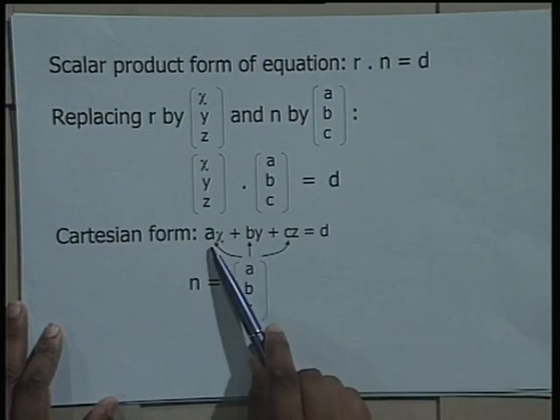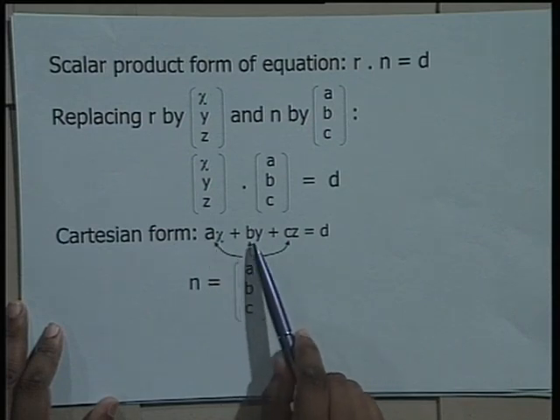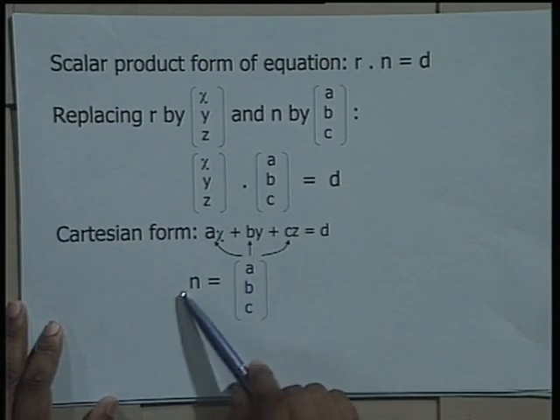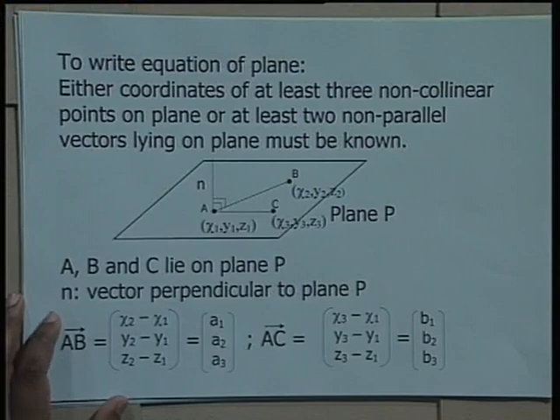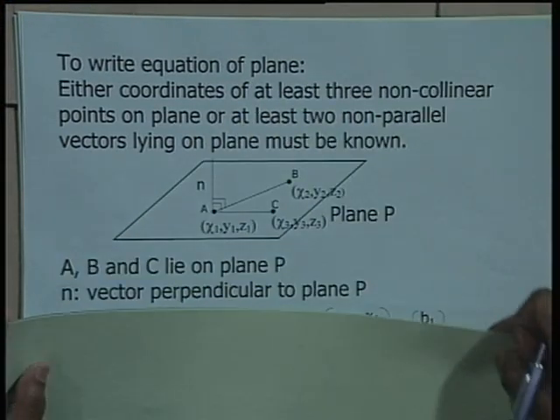In the Cartesian form, the coefficients of x, y, and z represent the entries of the vector perpendicular to the plane. To write the vector equation of a plane, or the equation of a plane in general, we require at least three non-collinear points on the plane. That is, three non-collinear points must be known on the plane, or two non-parallel vectors on the plane must be given. So let's see how to write the vector equation of a plane.